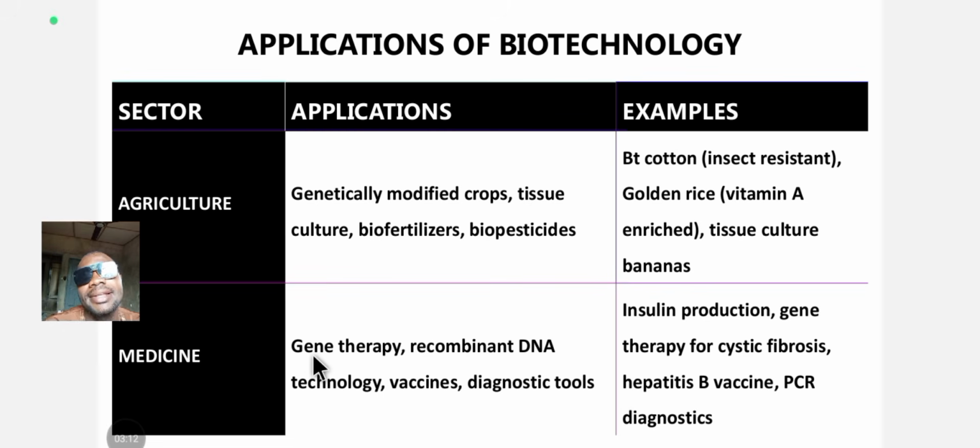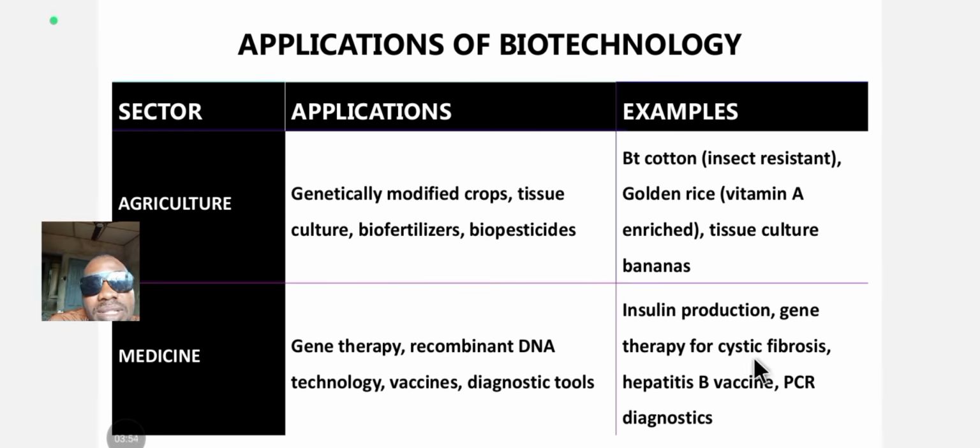The next sector that biotechnology is applied in is medicine, and the applications in medicine include gene therapy, recombinant DNA technology, vaccines, diagnostic tools, and so on and so forth. And what are the examples? Insulin production, that's one. It's part of the process of insulin production. Another one is gene therapy for cystic fibrosis.